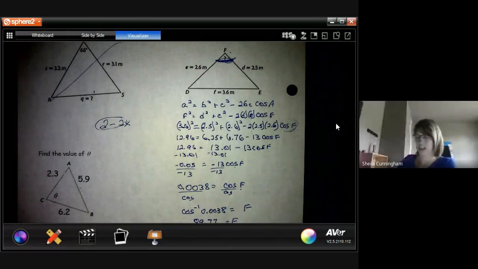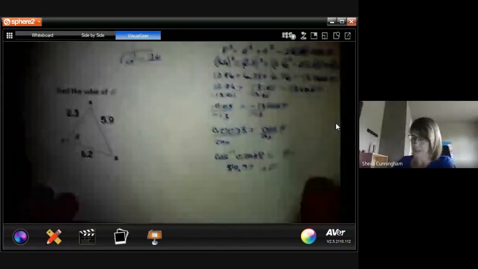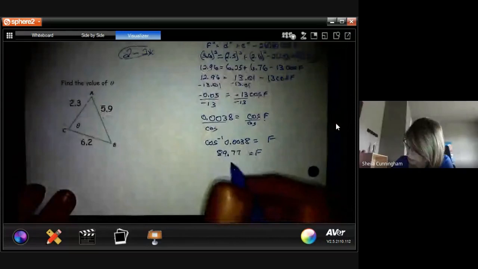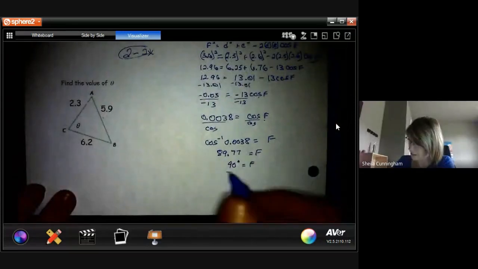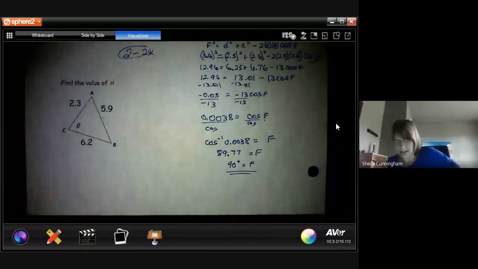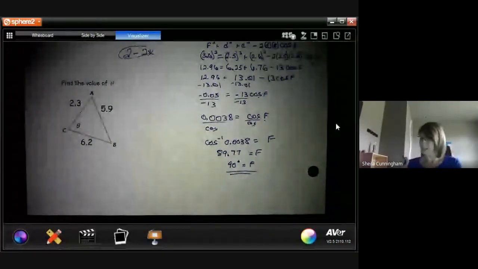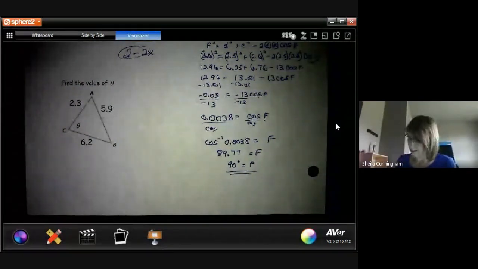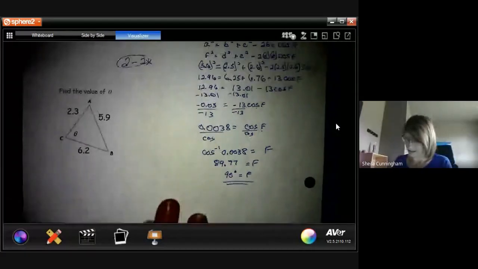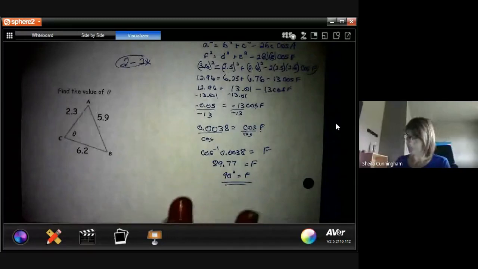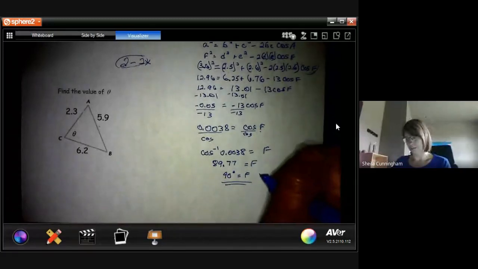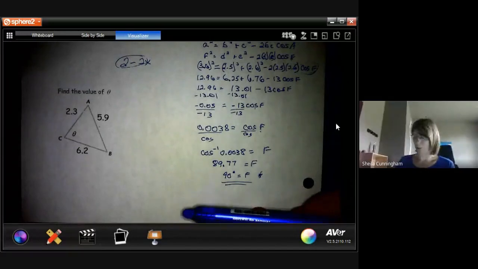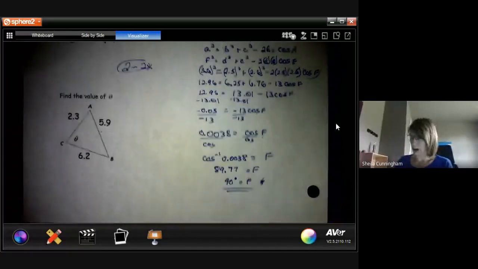89.77. So in this case, this could be degrees. If we round this to the nearest degree, we're getting angle F to equal, wait a minute, 90 degrees. That works out too. Okay. So that will not always work. That's just pure coincidence that it worked out to 90 degrees.